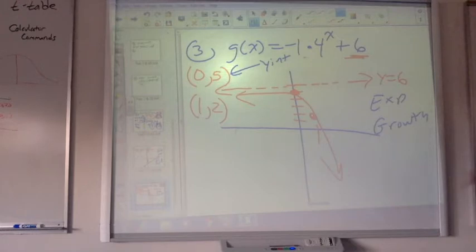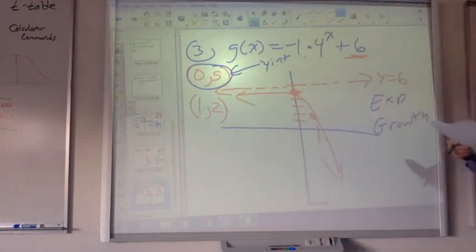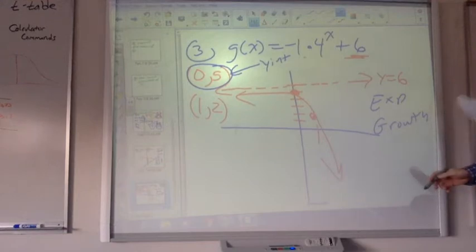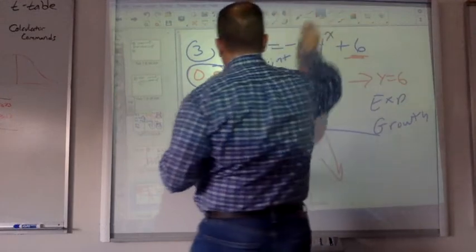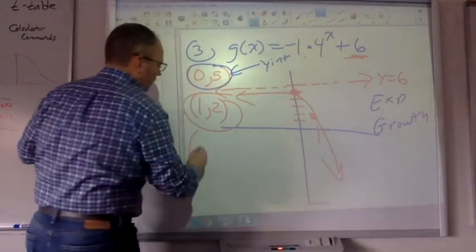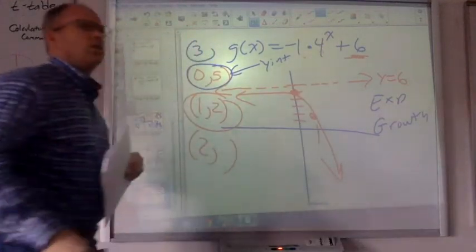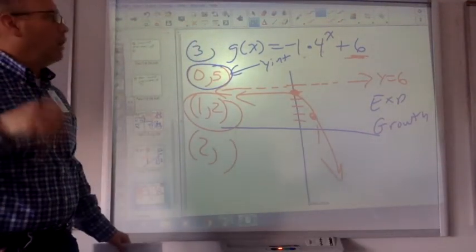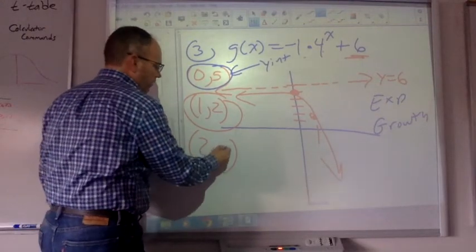0, 5. That's your y-intercept right there. That's exponential growth. And then what is the average rate of change from 1 to 2? Well, you already have this point that we're going to use right here. And then I have to find the second point. So if I plug 2 in, I get 4 squared, that's 16. 16 times negative 1 is negative 16. Negative 16 plus 6 is negative 10.